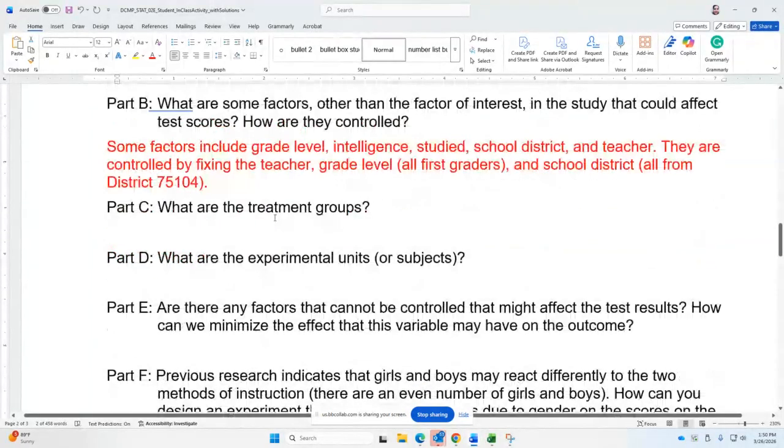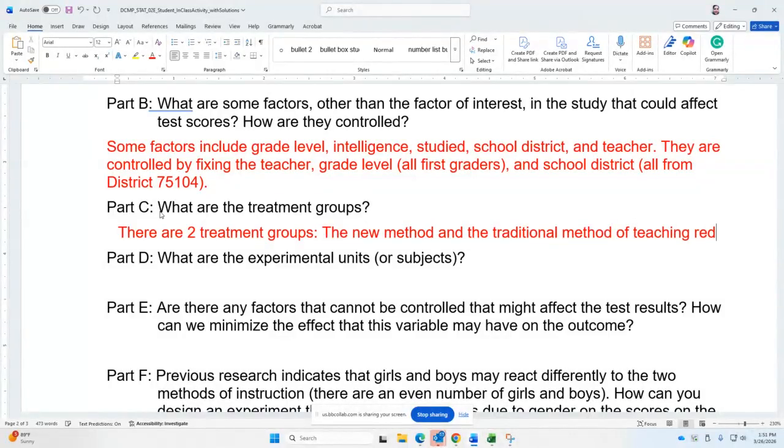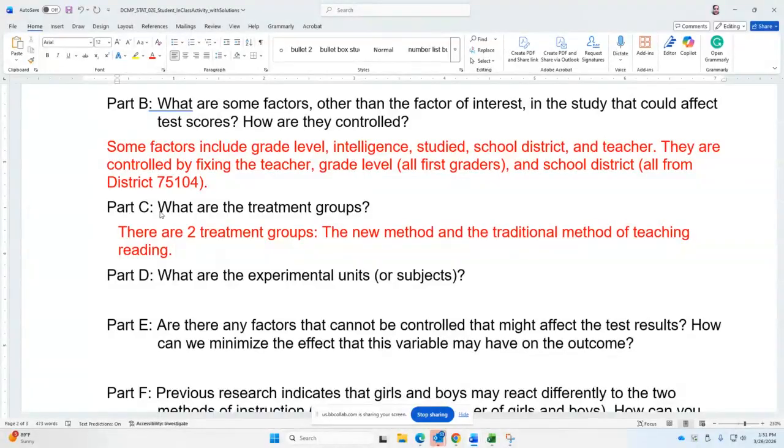So what are the treatment groups? So there are actually two treatment groups. What are the two treatment groups? The new method and the traditional method of teaching reading, right? This is a reading class. The new method of teaching is the treatment of interest, right?